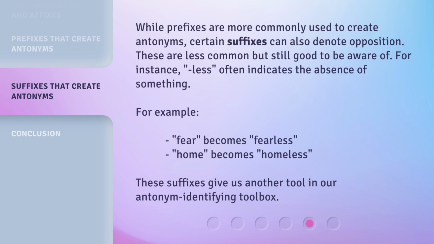While prefixes are more commonly used to create antonyms, certain suffixes can also denote opposition. These are less common but still good to be aware of. For instance, less often indicates the absence of something. For example, fear becomes fearless. Home becomes homeless. These suffixes give us another tool in our antonym identifying toolbox.